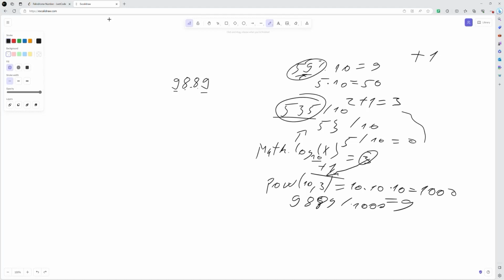But here we get 1, and if we do 10 to the power of 1, it's basically 10, and if we divide 59 by 10, we will get 5. And for example, here we will get 2. 10 to the power of 2 is 100, so 535 divided by 100 will be 5. So that's how we get our first digit.